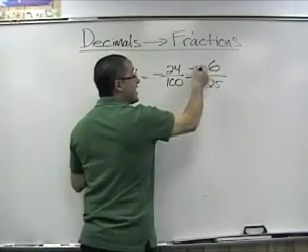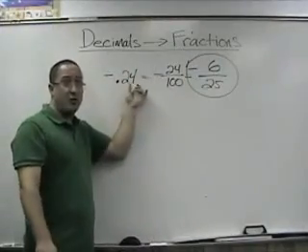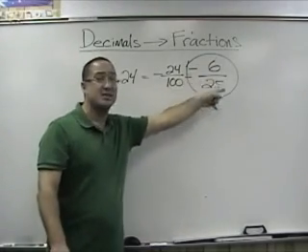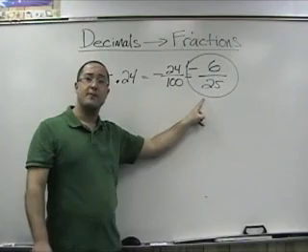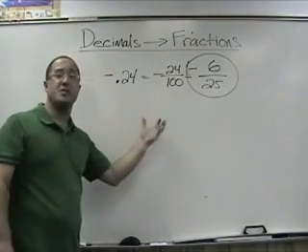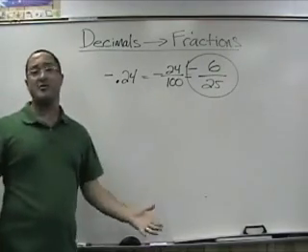And my answer is negative 6 over 25. Negative 0.24, negative 24 hundredths, written as a fraction, is negative 6 25ths. Okay? Make sure that you simplify, that you bring it all the way down into simplest form. Very, very important. Okay? What if it's a mixed number?